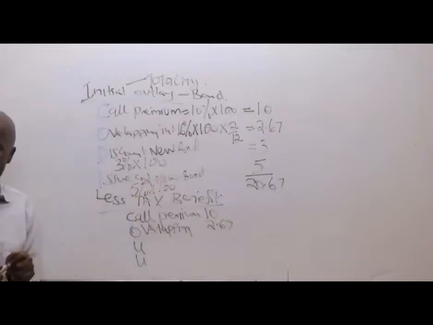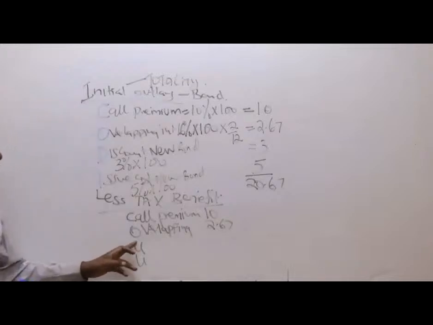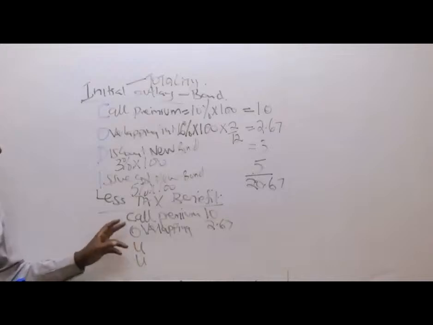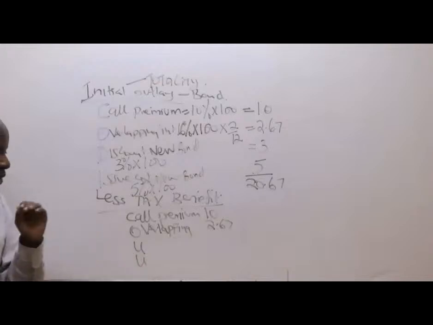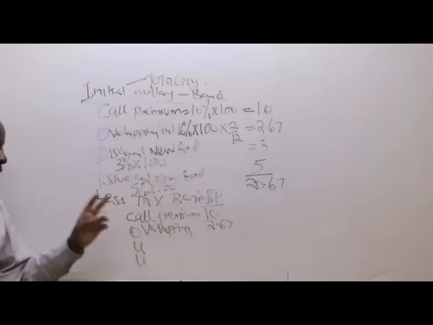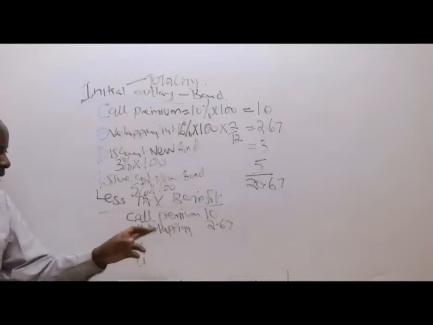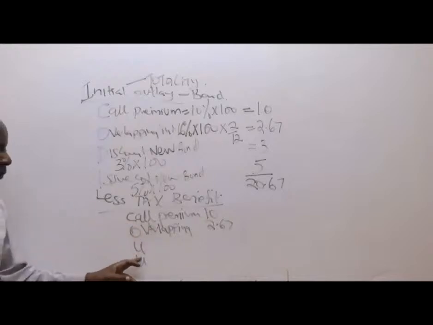The confusion that may arise a little is here at U. This is called unamortized, so please mention it there in full: unamortized discount cost and unamortized issue cost.